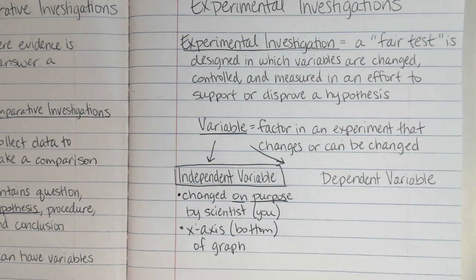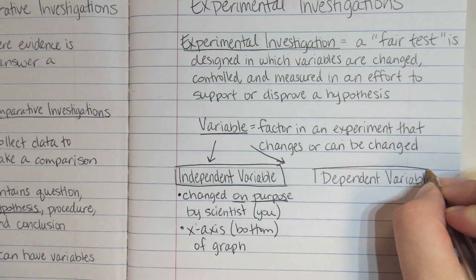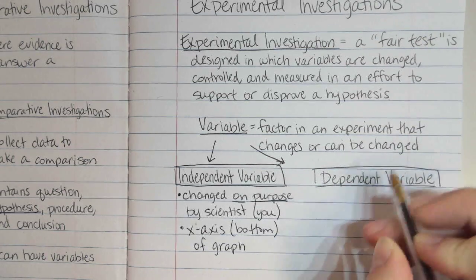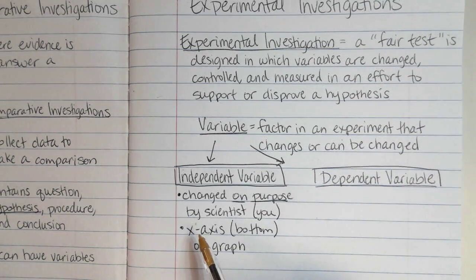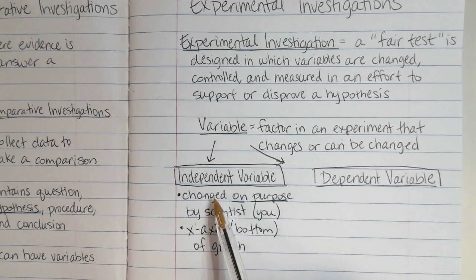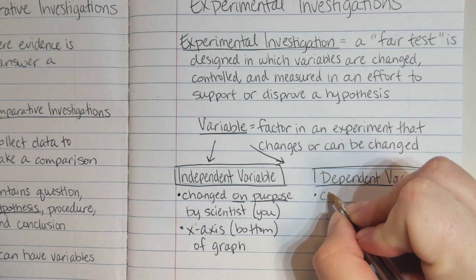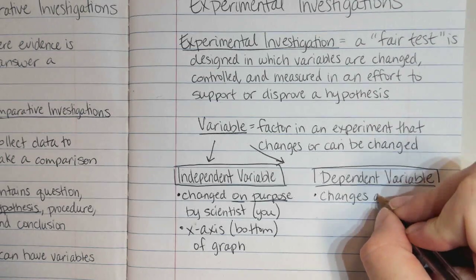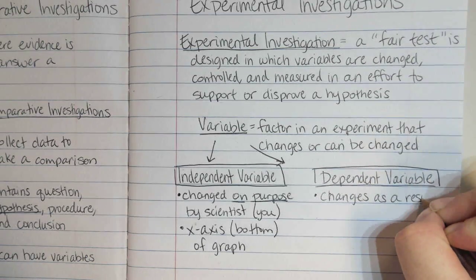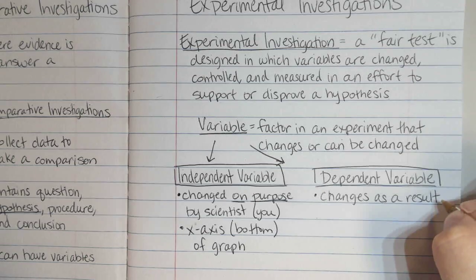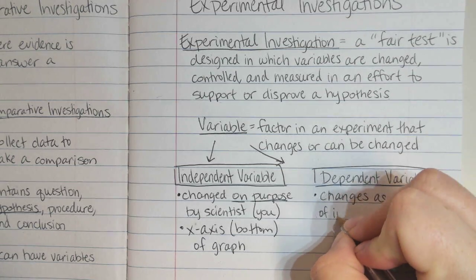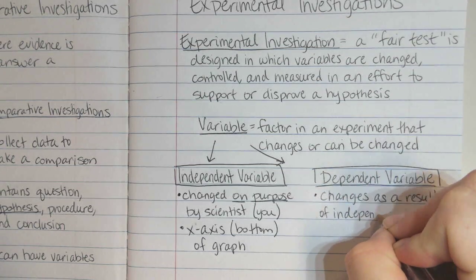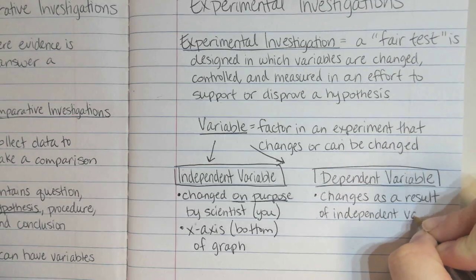The dependent variable, you can remember this as in it depends on the independent one. It is going to change as a result of this. This is like the effect. So this is the one that changes as a result of the independent variable.